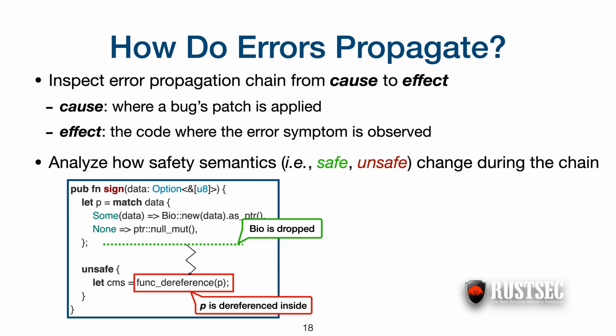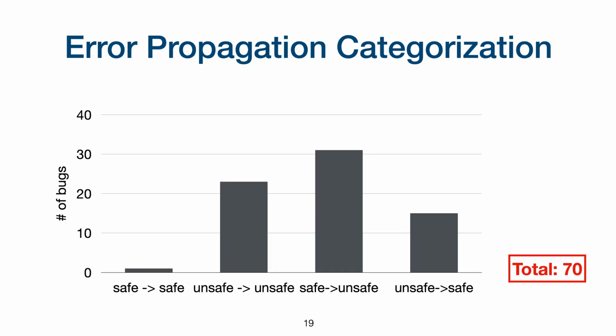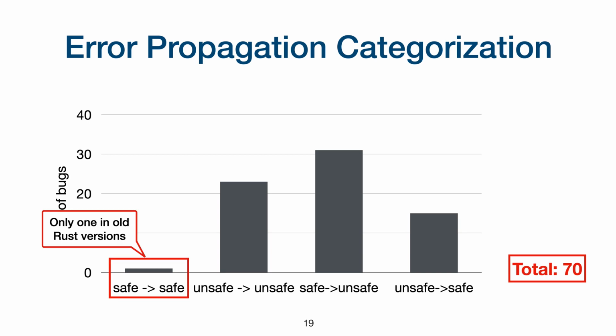The root cause of the bug is that the bar object is automatically dropped earlier in a piece of safe code. The effect happens later when P is dereferenced inside unsafe code. Therefore, the error propagation chain for this bug is from safe to unsafe. Based on this taxonomy, we have 4 categories of memory bugs: safe to safe, unsafe to unsafe, safe to unsafe, and unsafe to safe. There's only one bug whose cause and effect are both in safe code.